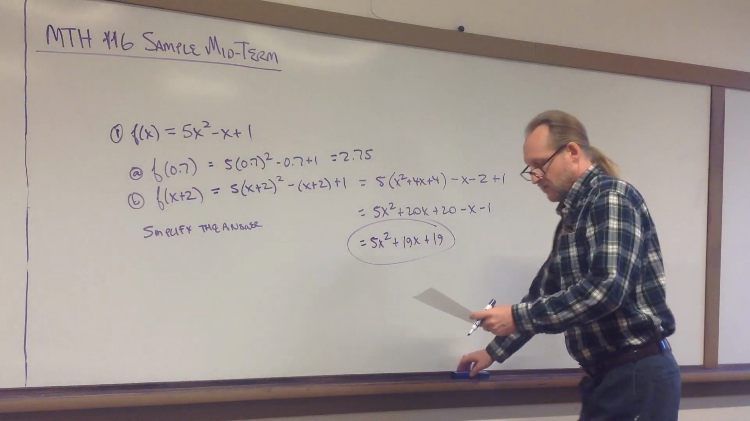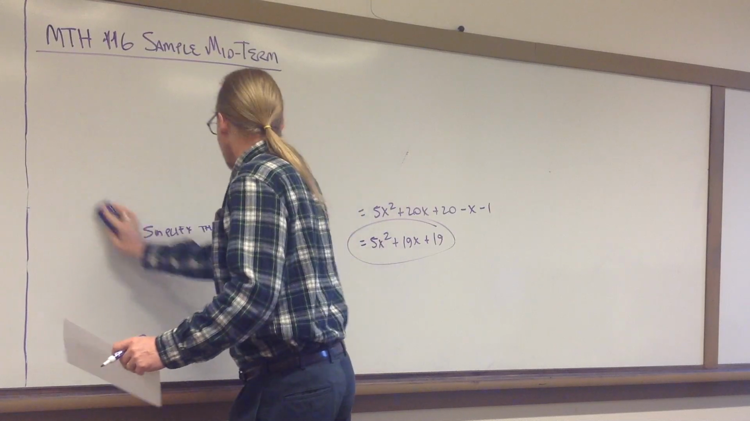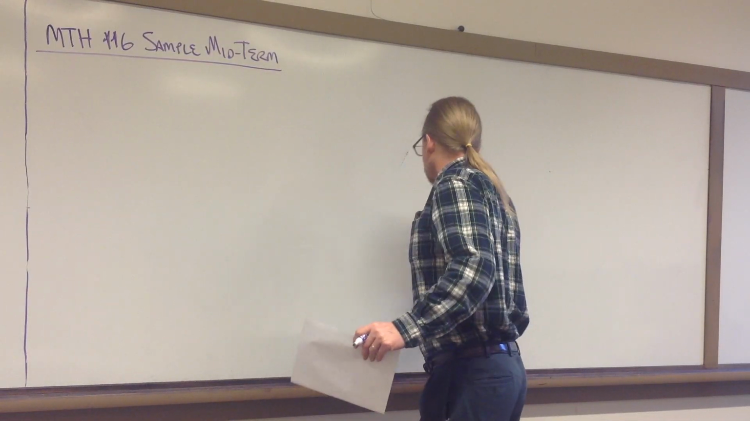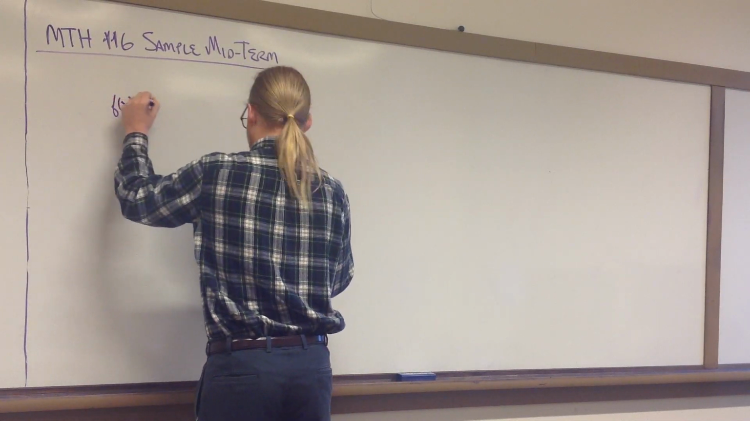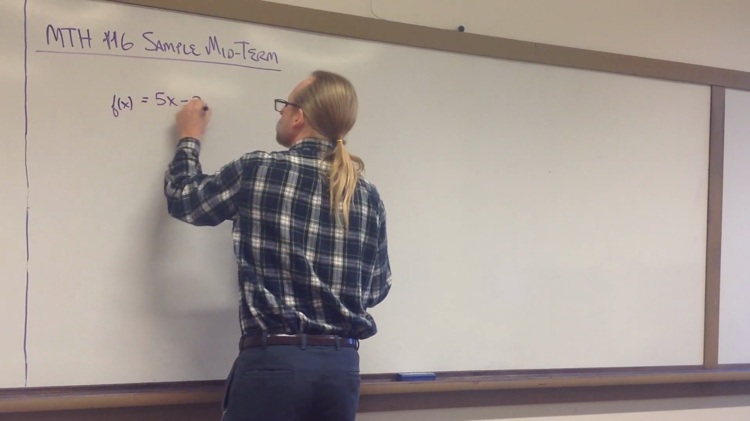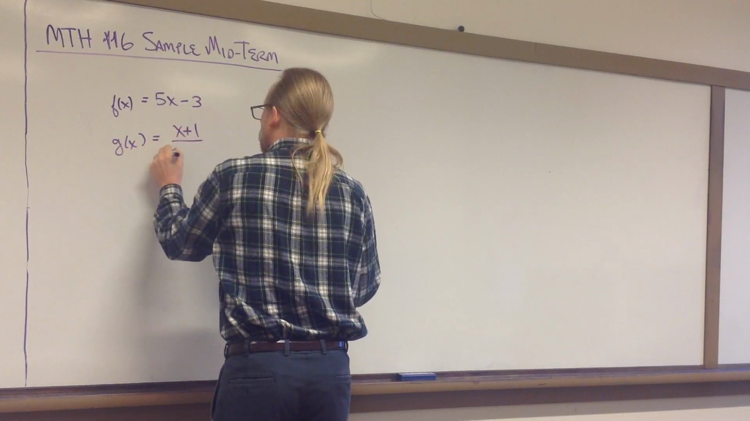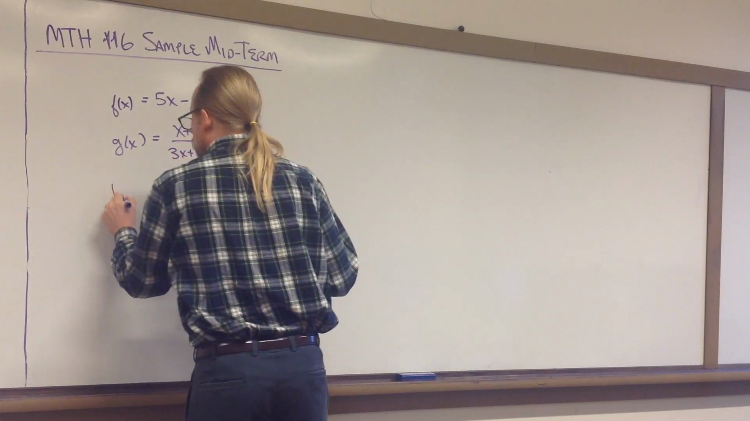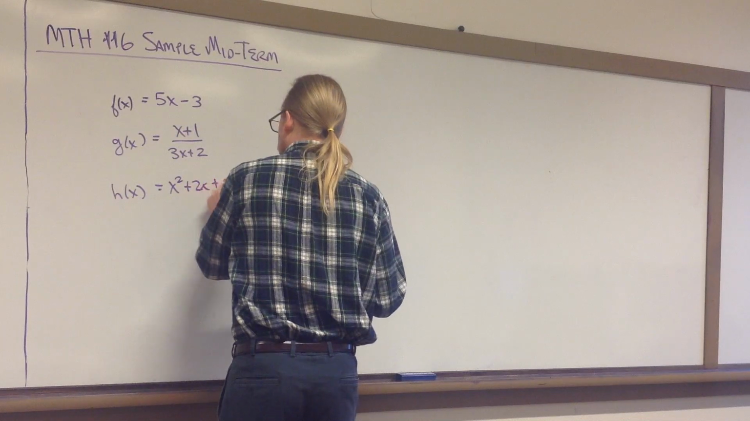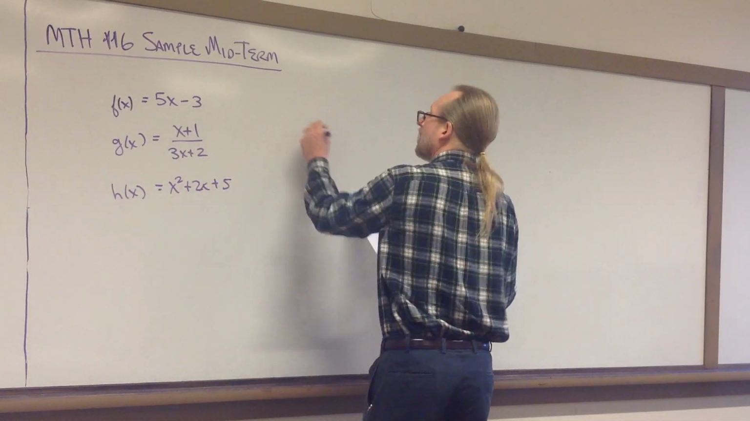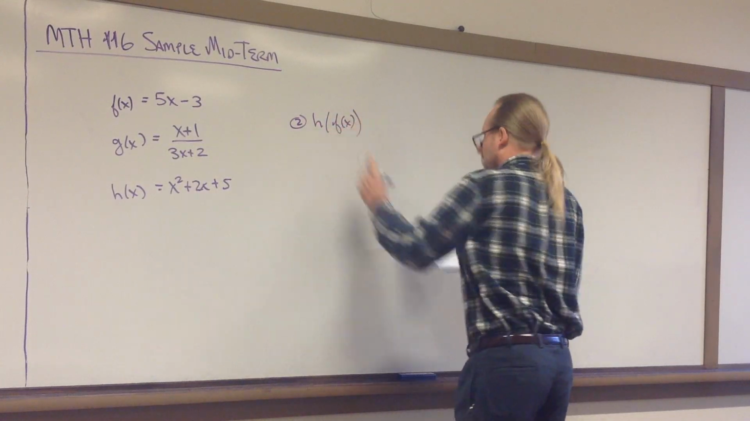Next group of problems here, problems 2, 3, and 4. Here we've got function composition and function inverse. So f of x is 5x minus 3, g of x is x plus 1 over 3x plus 2, and h of x is x squared plus 2x plus 5. Problem 2, we want to find h of f of x.